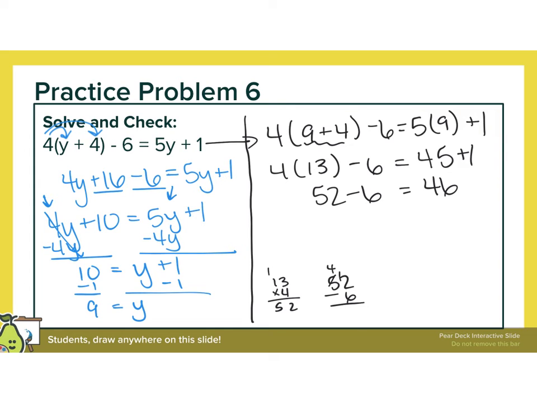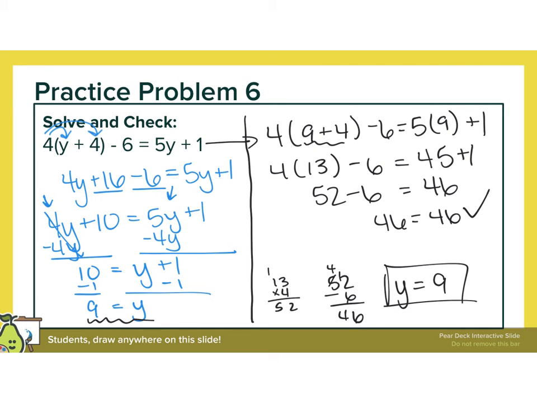52 minus 6 is 46. All right, so I got the same number on both sides. It checks out. I don't like when it's backwards like this, so I'm just going to rewrite it as y equals 9. You don't have to. And put it in a box. That is the last practice problem.